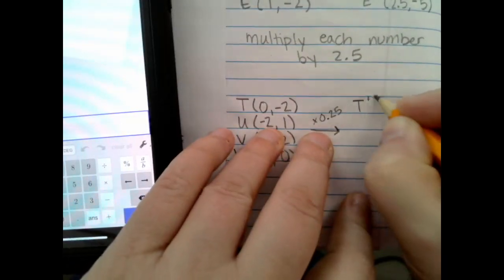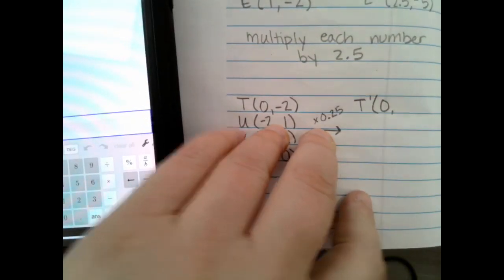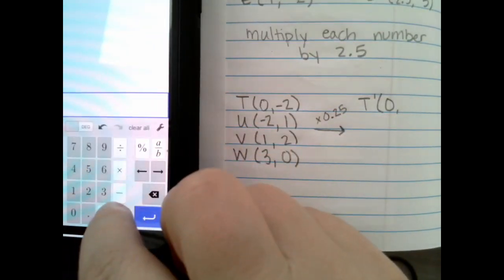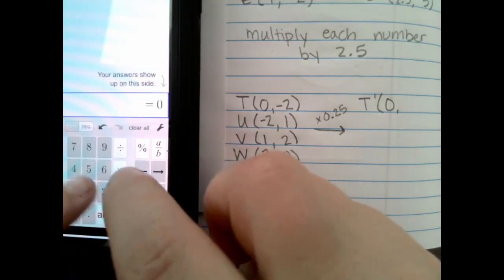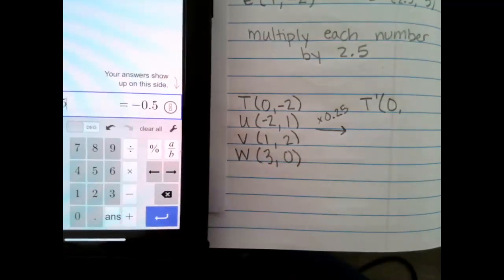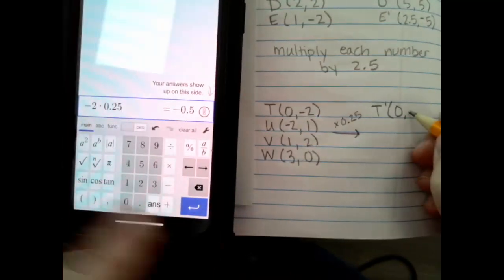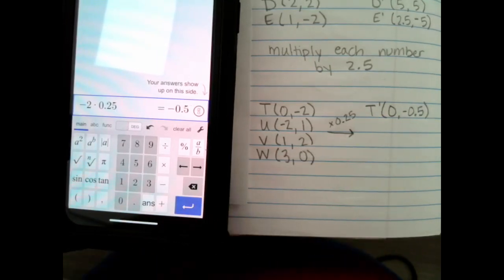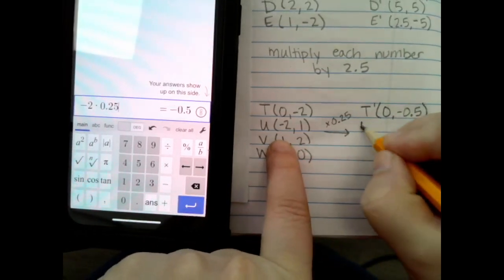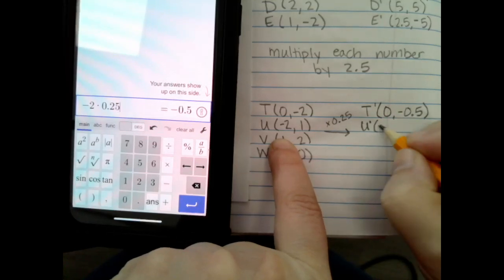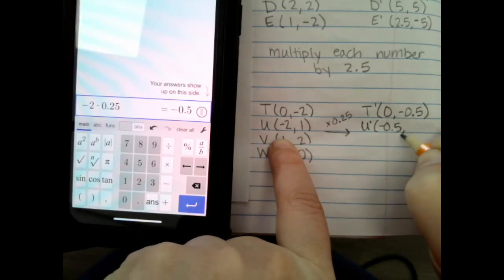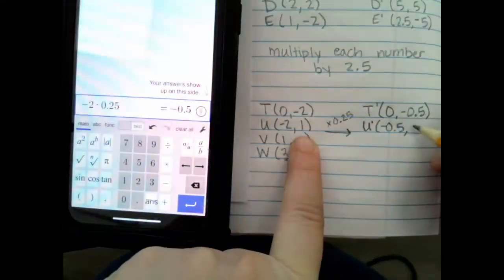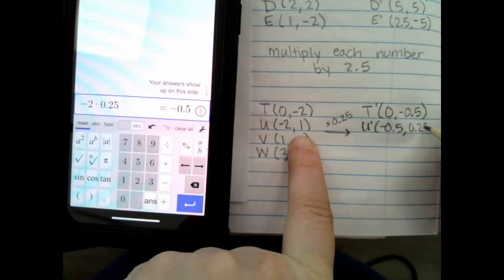All right, what's 0 times a fourth? 0. I don't need to put that one in my calculator. So 0. All right, -2 times 0.25. We get -0.5. All right, we just did -2, so we don't need to do that again. That was -0.5. What would be 1 times 0.25? 0.25, good.